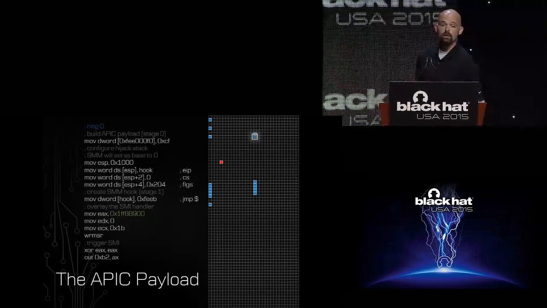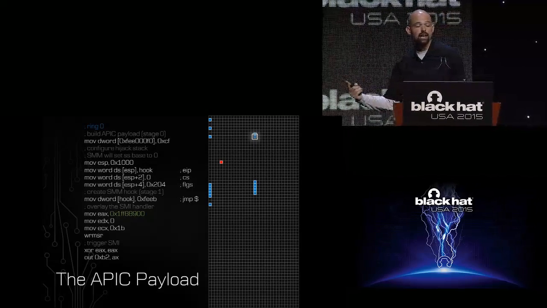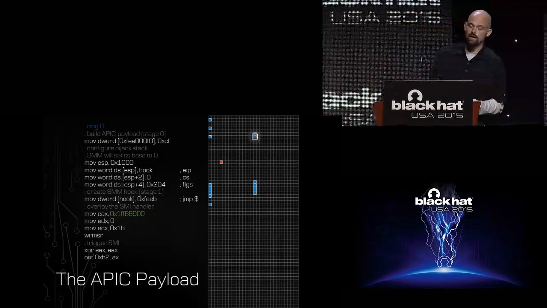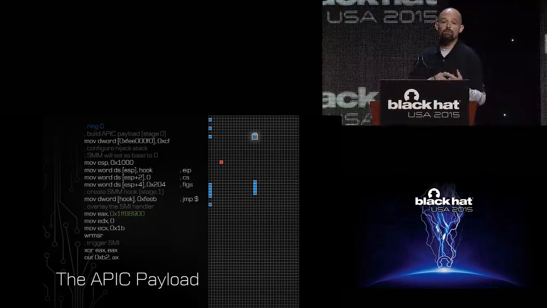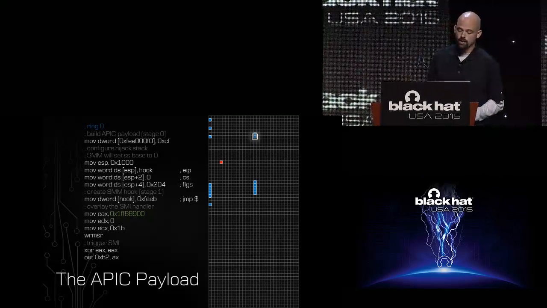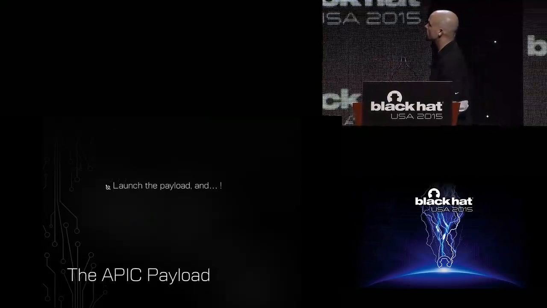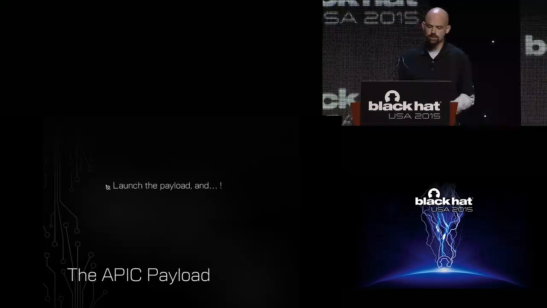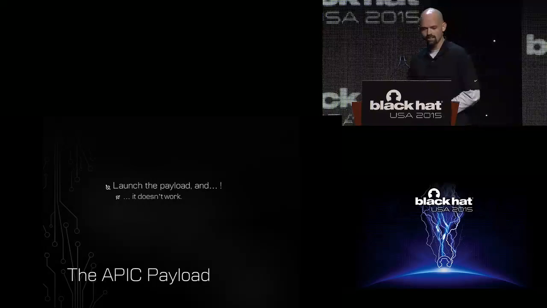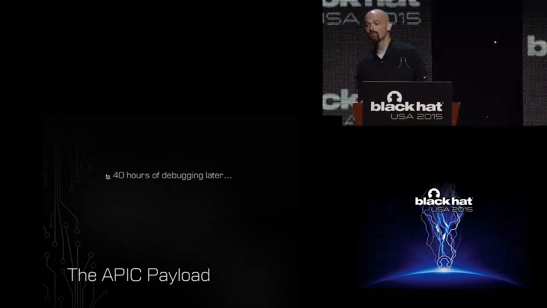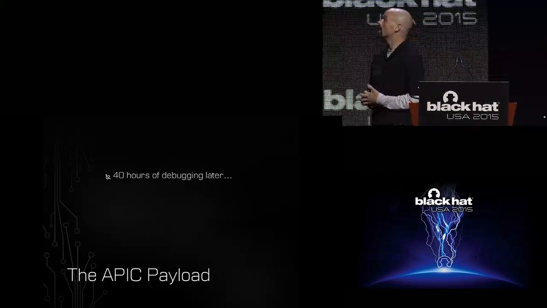So this is what our APIC payload attack looks like. We set up that IRET instruction, set up a stack, set up a payload to jump to, remap the APIC, and then trigger an SMI. This is really, really cool. I was really excited to find this, so I launched that payload on the processor, and it doesn't work. That was depressing. I spent 40 hours debugging this thing, trying to figure out why it doesn't work.